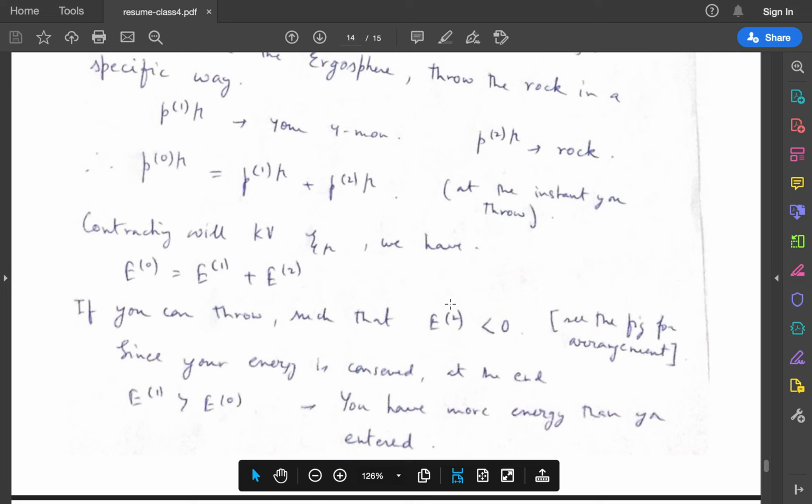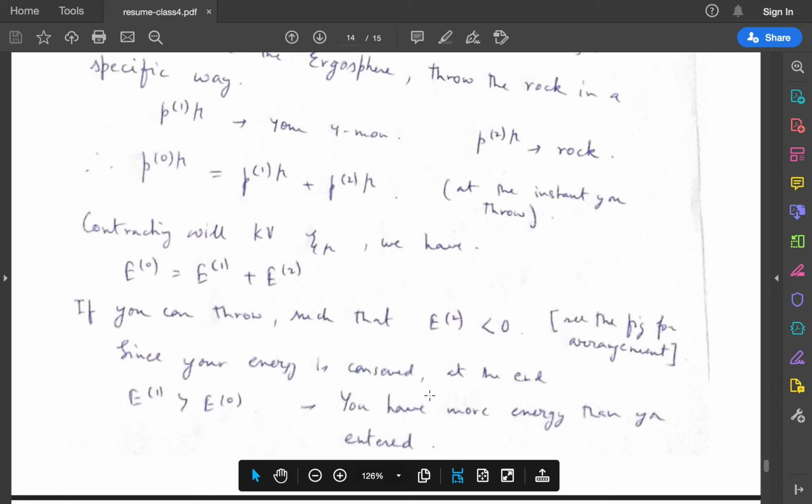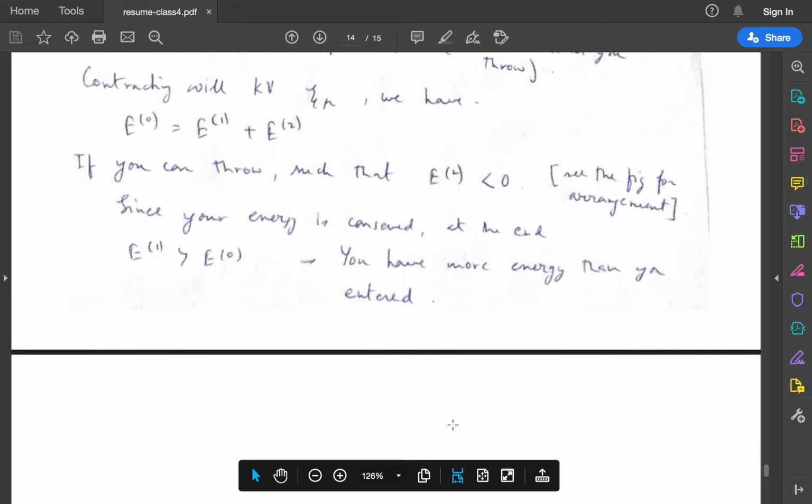Once I do that, since energy is conserved, E1 equals E0 minus E2, but E2 is negative, so E1 is equal to E0 plus the magnitude of E2, and both are positive. So this E1 is greater than E0. So you have more energy than you entered with. Once you have come out of the black hole, you have more energy.